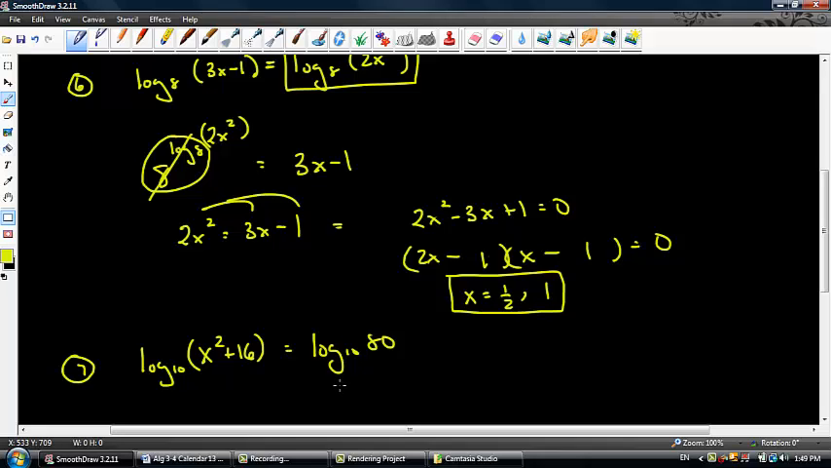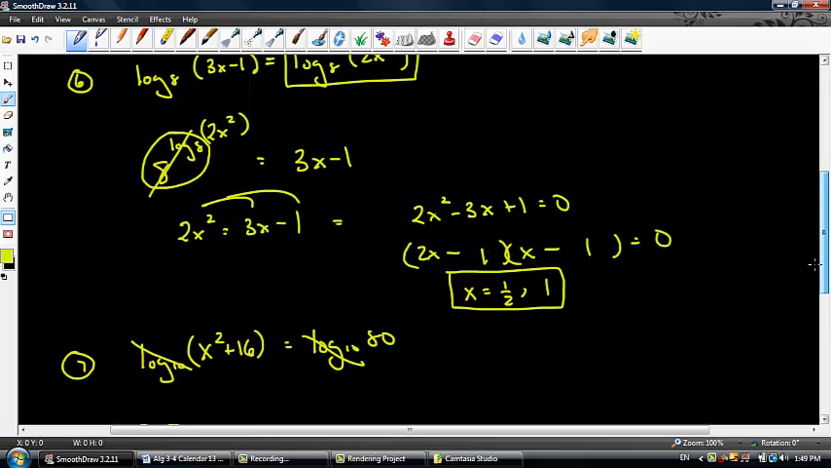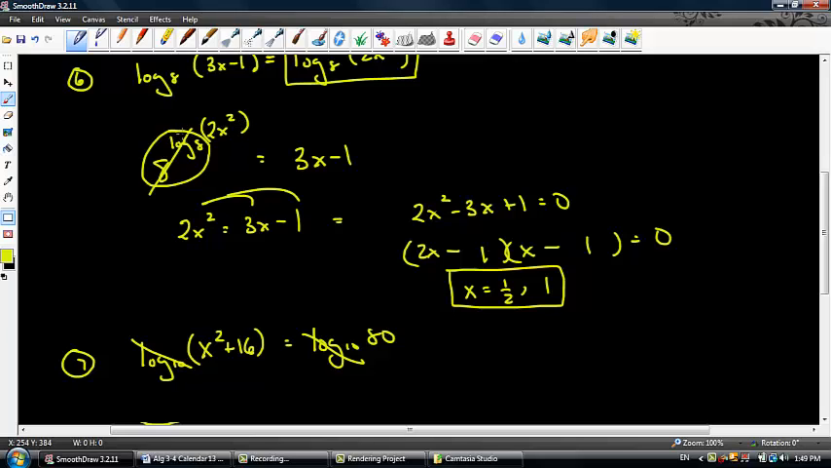Instead of changing forms here, because I'm going to end up doing something kind of crazy, I can instead just go and get rid of those logarithms, because since all the bases are the same, they're going to cancel each other out, right? Because if I change forms, I'll end up with 10 to the log base 10 of 80, and that's going to cancel out. Just go and hit the cancellation right away. So from here, I'm going to end up with x squared plus 16 equals 80, x squared equals 64, and x equals plus or minus 4.